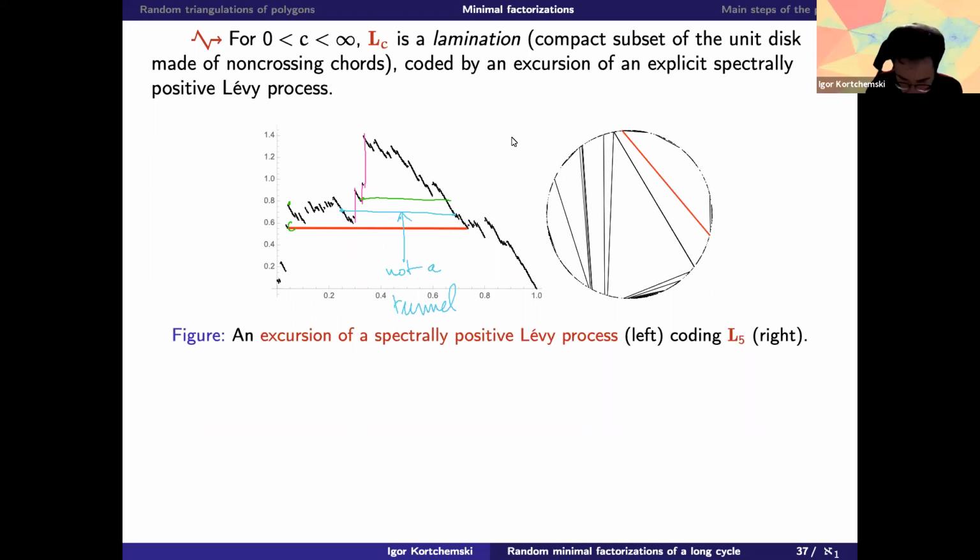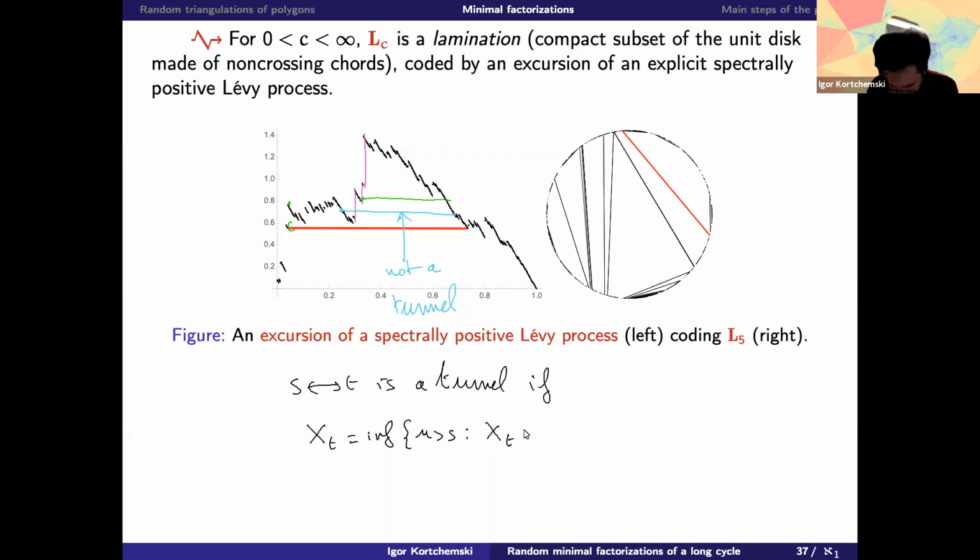Maybe I can try to write a formula. So we draw, let's say that (s,t) is a tunnel if X_t is the smallest u greater than s, such that X_t, something like that.